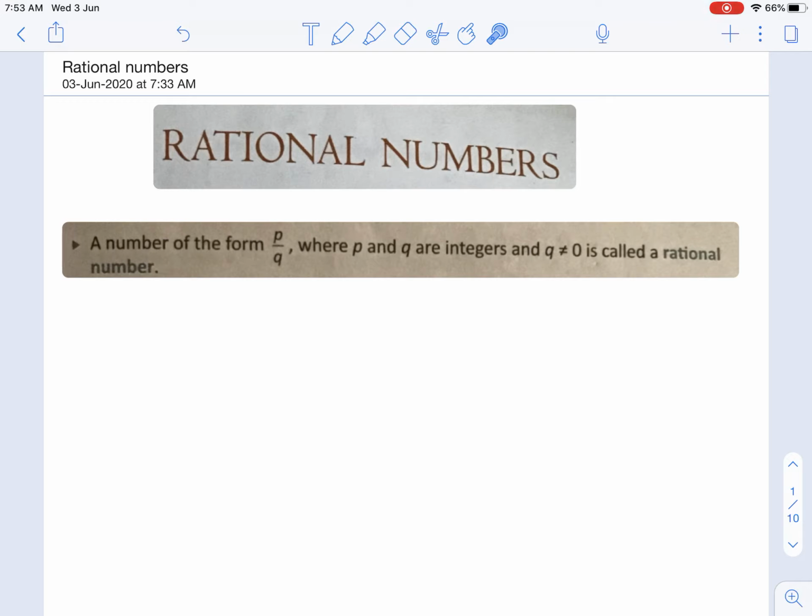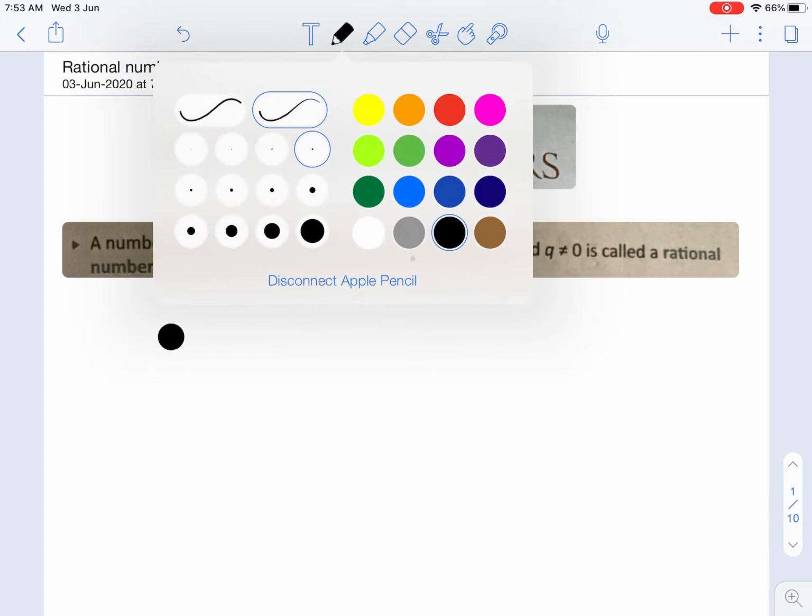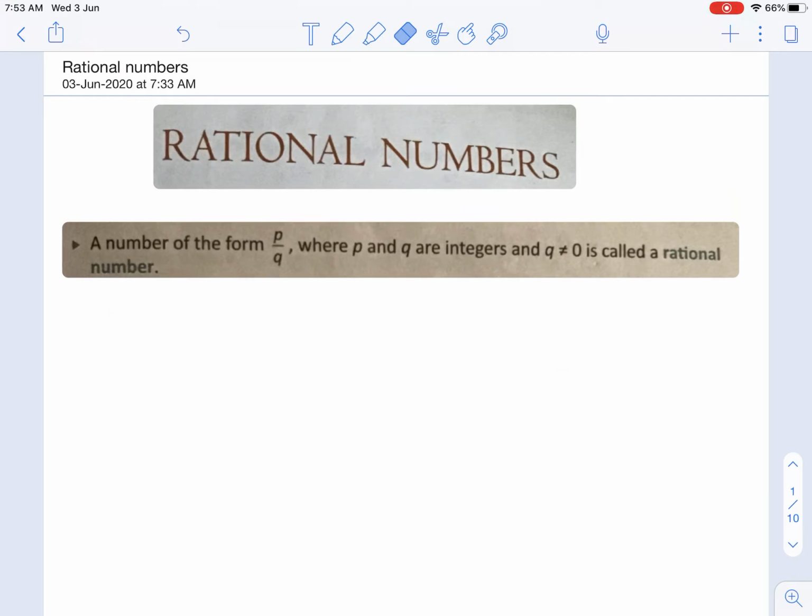We have learned that a rational number is a number which can be represented in P upon Q form, with a condition that Q is never equal to 0. That is, we can write a rational number in numerator denominator form. For example, 2 upon 3. Here, 2 is the value of P and 3 is Q. Since this number is written in P upon Q form, we can say that 2 upon 3 is a rational number.